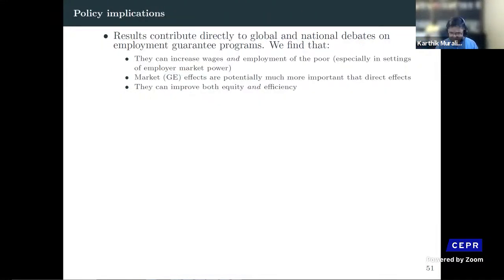So to wrap up, what are these policy implications? They contribute directly to the global and national debates on these employment guarantee programs. We find that they can increase wages and employment, especially in settings of employer market power, that the market level GE effects are potentially much, much more important than the direct effects of the program, and that a program like this can improve both equity and efficiency, okay?